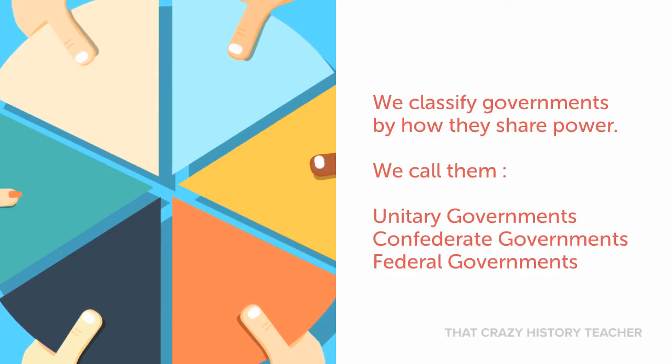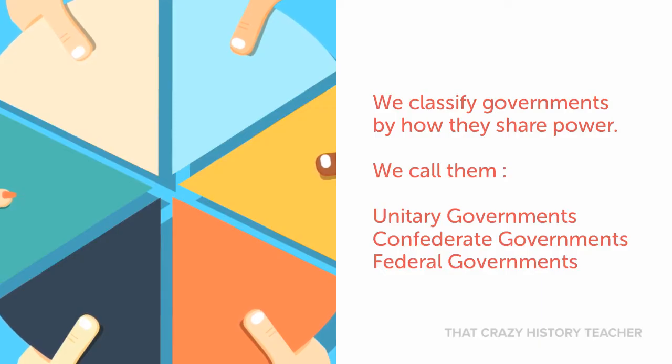By answering the question of the distribution of power, we can classify governments into 3 different systems: unitary governments, Confederate governments, and federal governments.